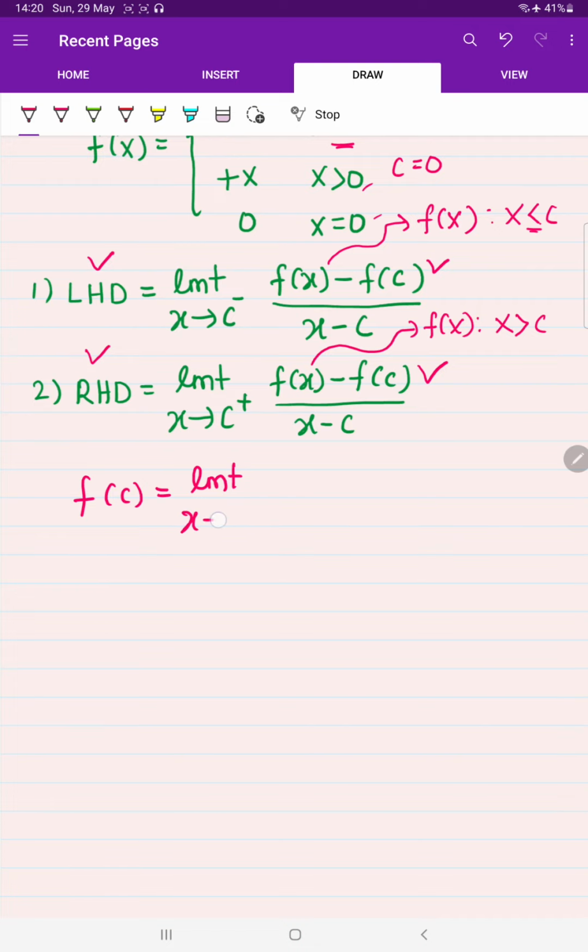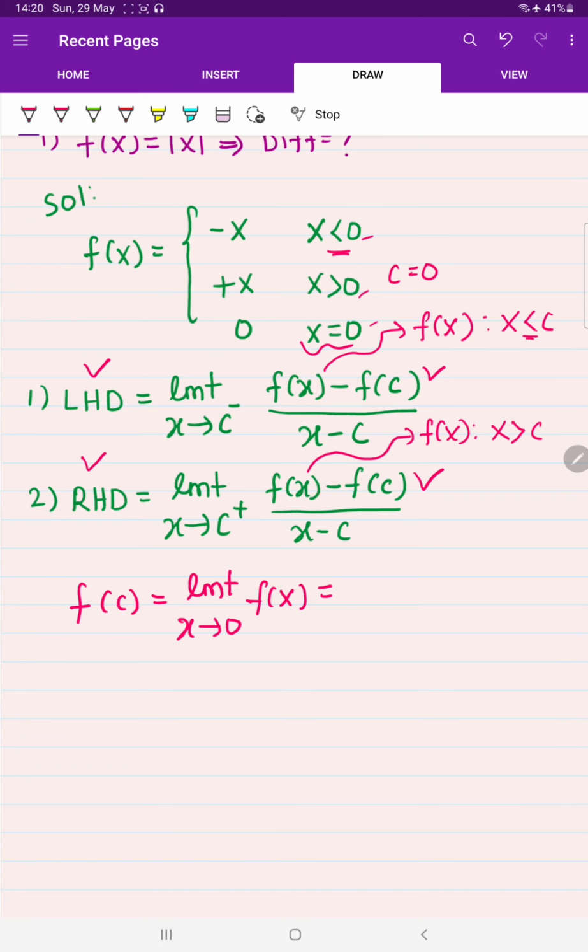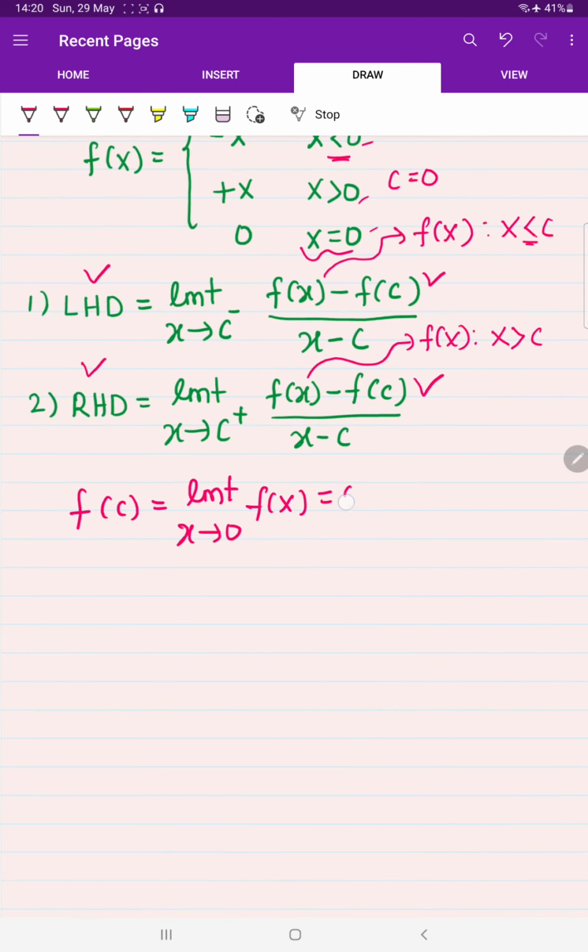When the value of x is approaching 0, what is the value of f of x? That's all, because we know the value of c is 0 only. So if I am putting 0, we already found the answer for this. The resultant answer will be 0 only, sir. So directly we can replace f of c with 0, and c is going to be 0 only.